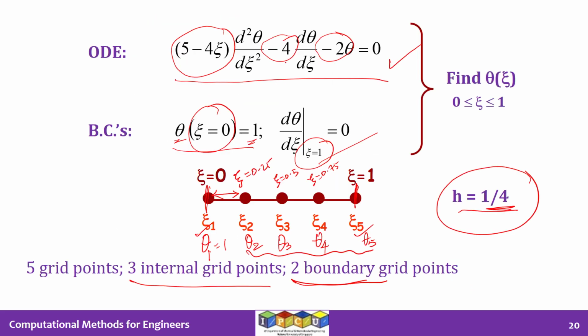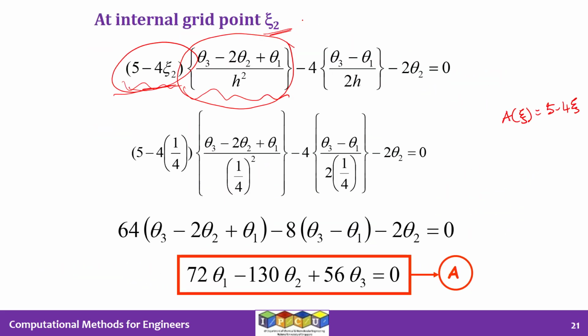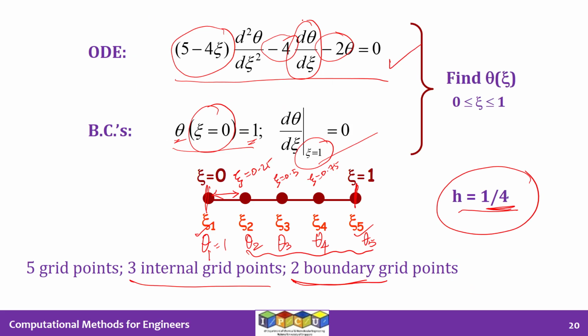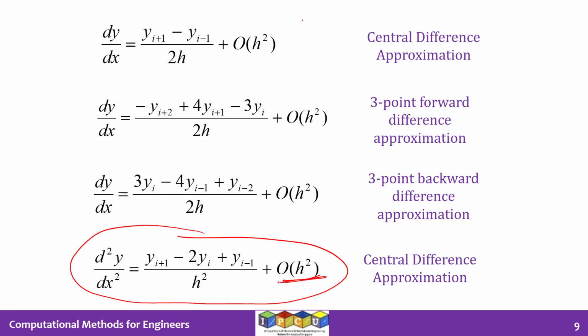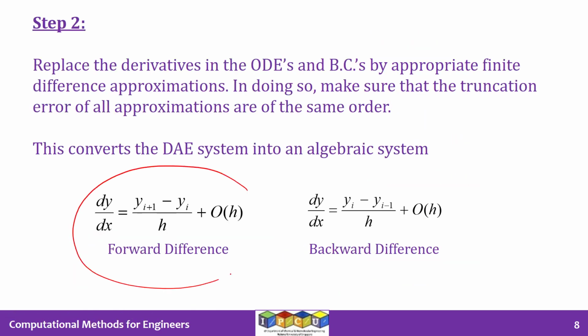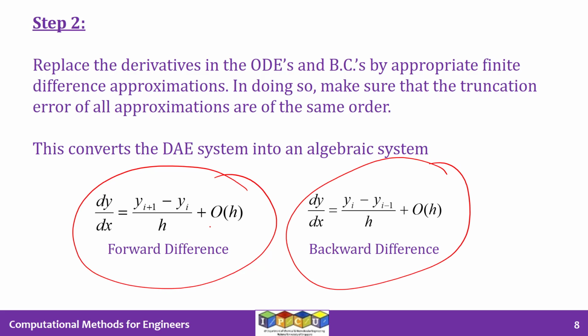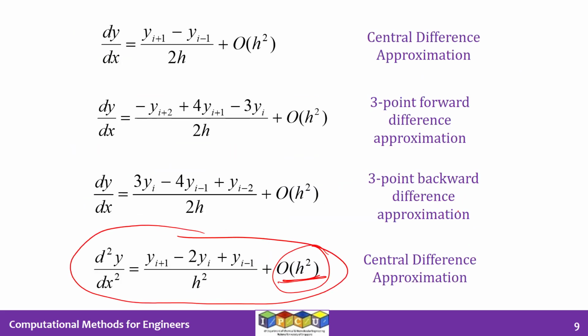Minus 4, then d theta by d psi. So we have to replace d theta by d psi using an appropriate finite difference approximation. When you do that, we have to look for a finite difference approximation which has the same truncation error as we use for the second derivative term. So these kinds of approximations will not work, because these approximations for the first derivative have an error of the order of h. So this will not work. Rather, something like this will work, because this is the finite difference approximation for the first derivative and the error is also of the order of h squared.